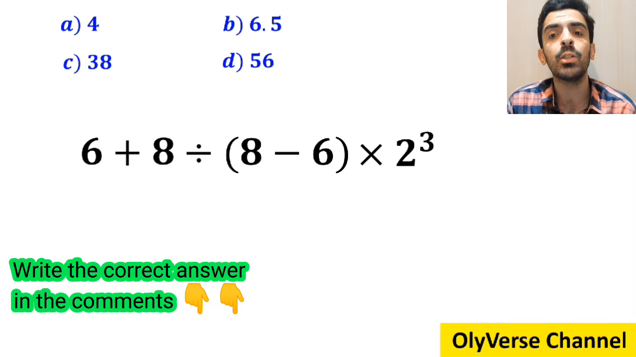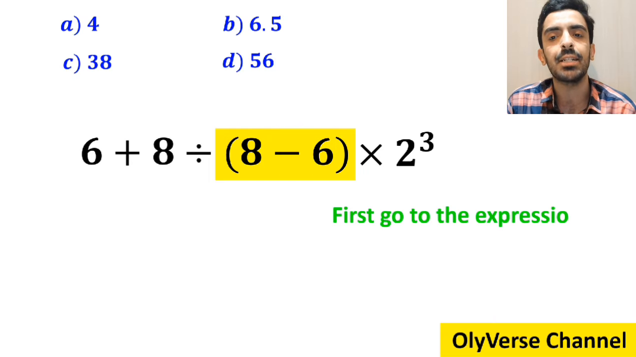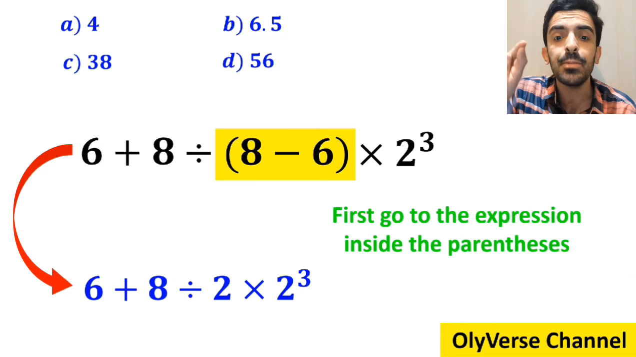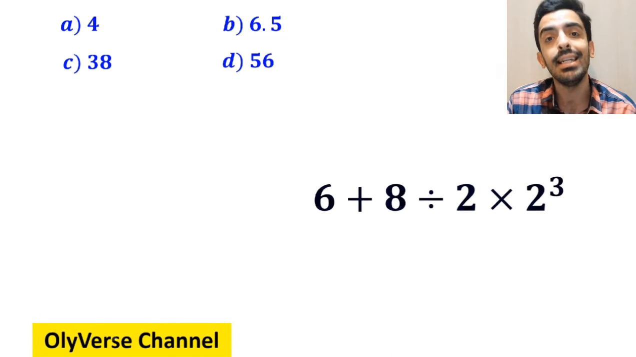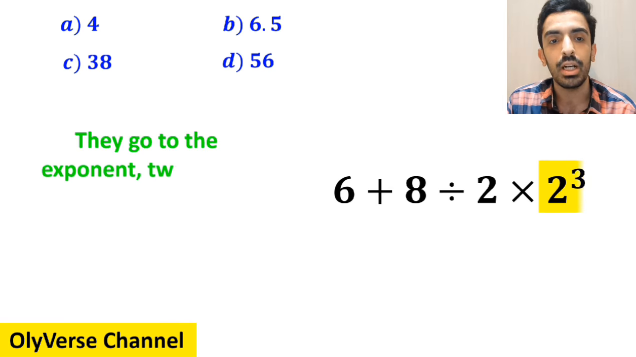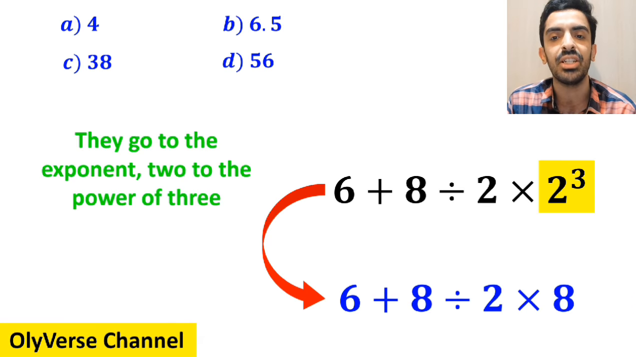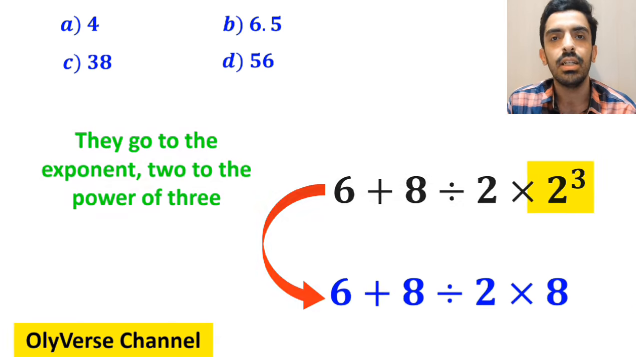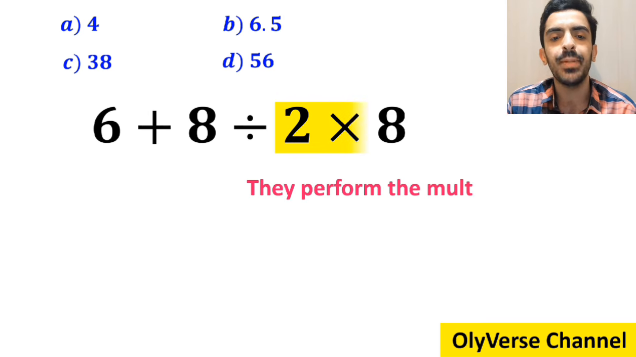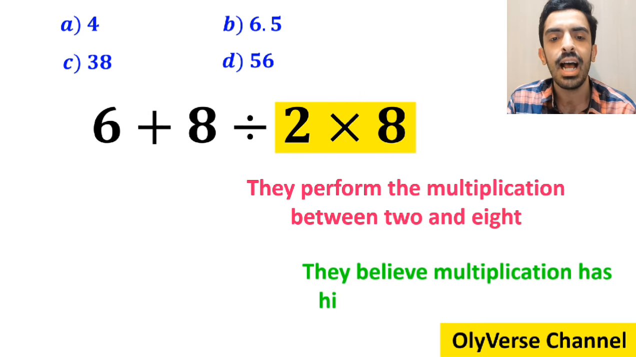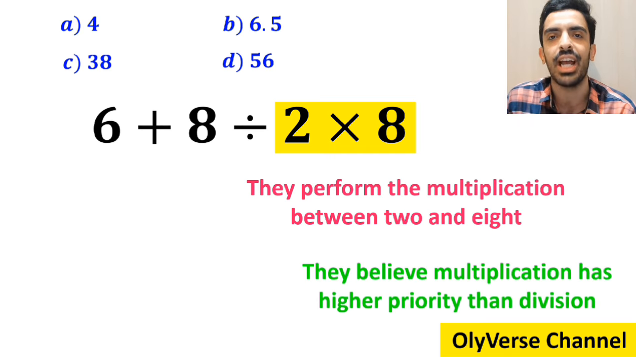Also, some other people, to solve this question, first go to the expression inside the parentheses, and instead of this expression, they write 6 plus 8 divided by 2 times 2 to the power of 3. And the next step, they go to the exponent, 2 to the power of 3, and simplify this expression to 6 plus 8 divided by 2 times 8. Then, they perform the multiplication between 2 and 8 because they believe multiplication has higher priority than division.